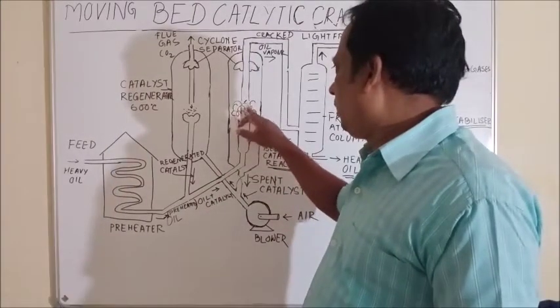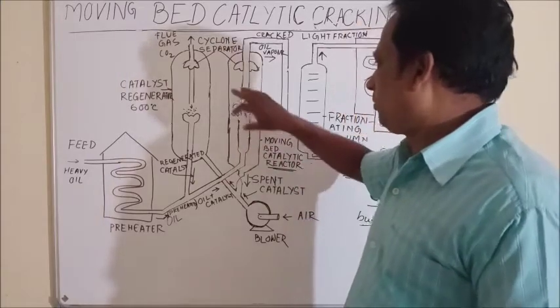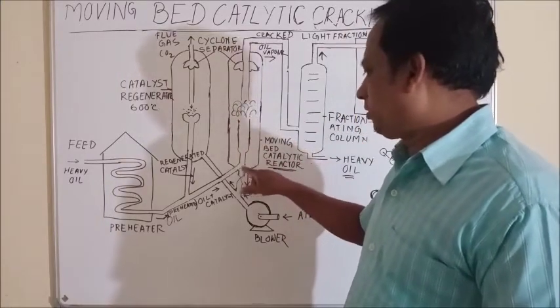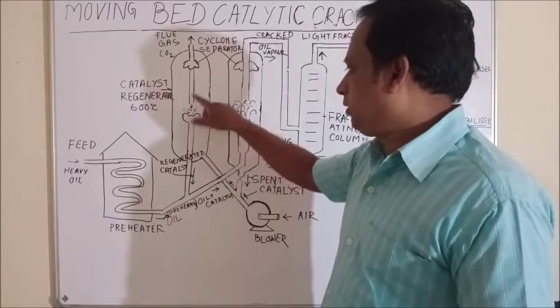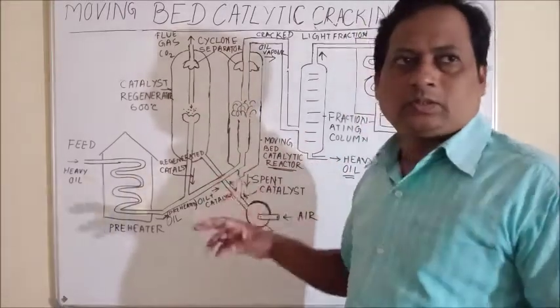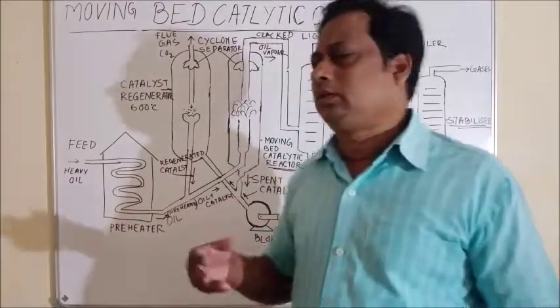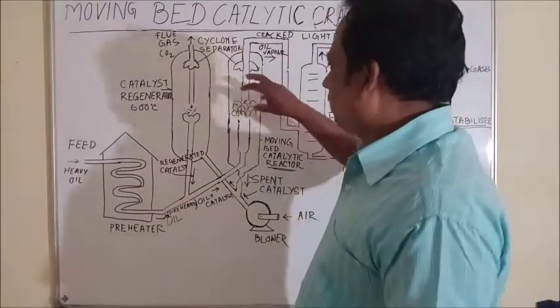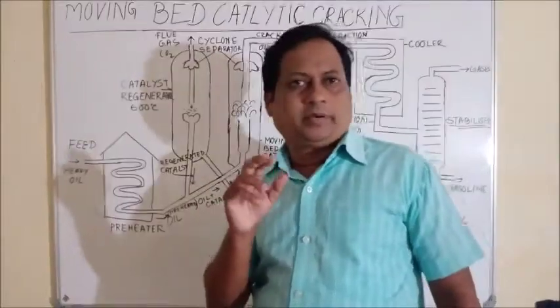So it starts cracking here. After cracking, it will again be adjusted and fall to this line and go. This way the bed is moving. So we say the bed is moving. That's why the name is moving bed, because here the catalyst does not have a permanent bed.